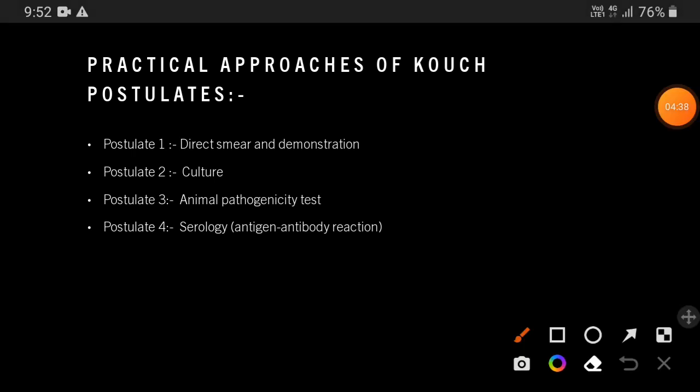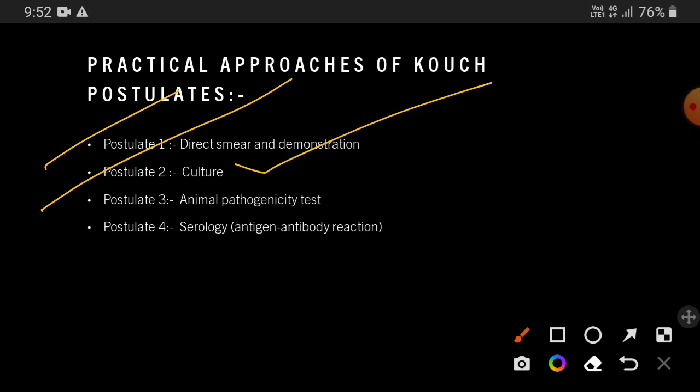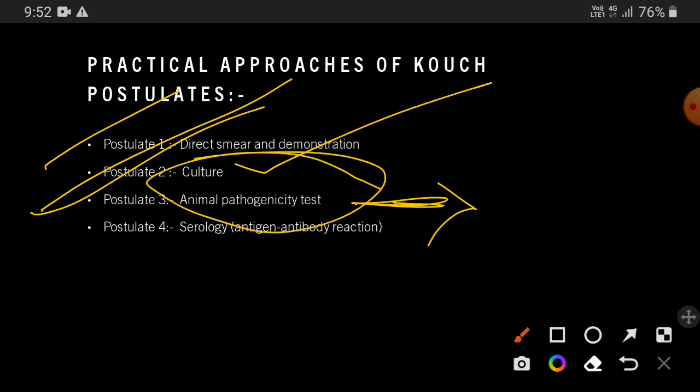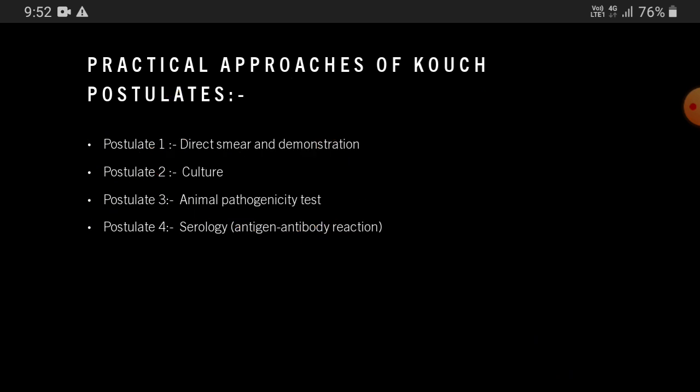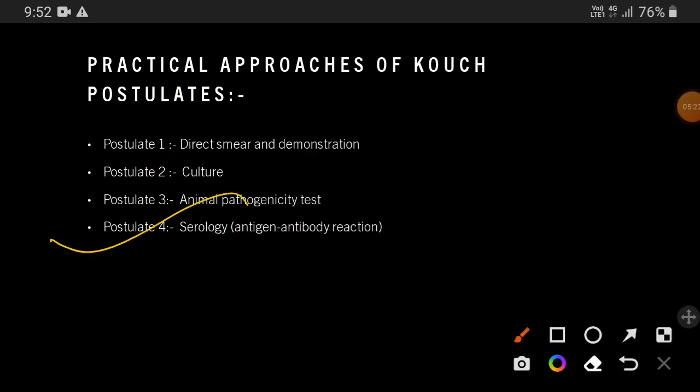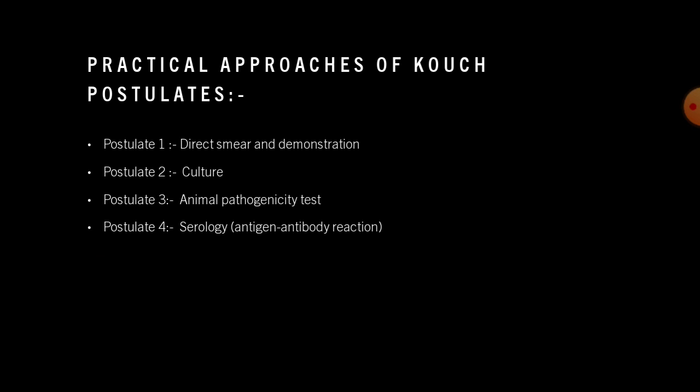So Koch's postulates can be used for various practical approaches. Postulate 1, that the causative agent is present in every case of disease, can be used for direct smear and demonstration. The causative agent can be isolated from the diseased animal and grown in pure culture, so obviously it is used in culture. The causative agent can be re-inoculated by taking a portion of the pure culture into a healthy animal to test for the disease; that is the animal pathogenicity test, based on postulate 3. And postulate 4, which tells us that the causative agent can be re-isolated from the diseased animal and shown to be the same as the originally inoculated pathogen, lets us develop serology on the basis of that postulate.